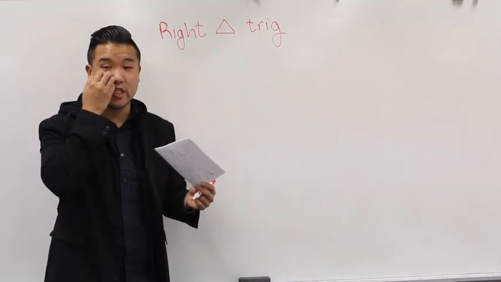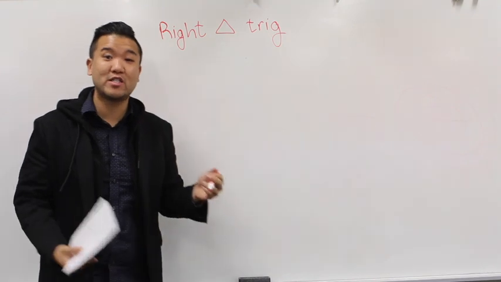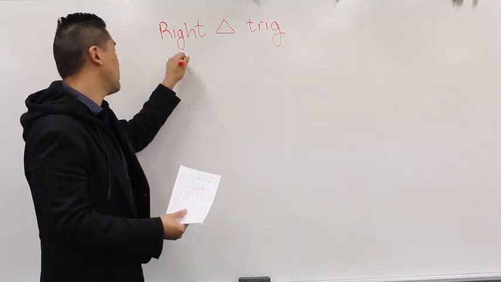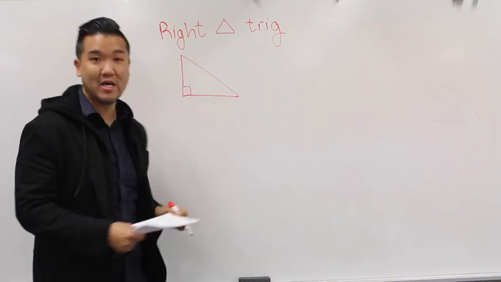This could be applied in geometry, it could be applied in algebra 2. So let's talk about trig. Trig, what is trig? Trig is the study of triangles. So let's look at a triangle. We're actually going to be focusing on right triangles, so just keep that in mind.